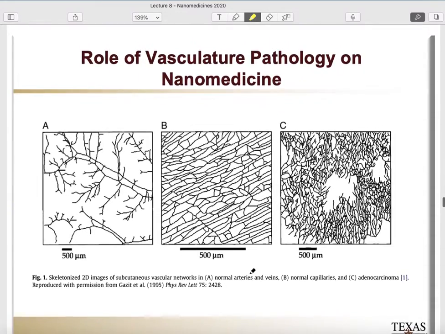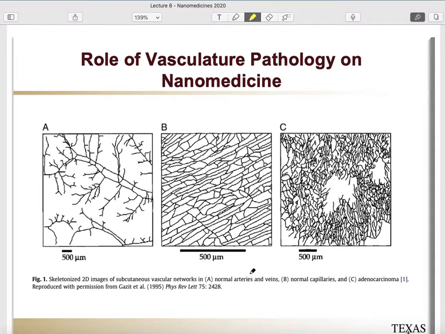This is a skeletonized two-dimensional image of the vascular network of normal arteries versus normal capillaries versus the blood vessels associated with an adenocarcinoma or a tumor. What I wanted to show here is the irregular architecture, just to show you the difference in the architecture, which is part of the enhanced permeability and retention effect. We have irregularly shaped, dilated and tortuous tumor blood vessels.